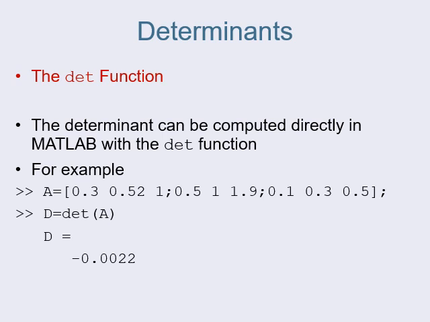In MATLAB, we can use the built-in function det to find the determinant. So you define your matrix A, and you use the det function, determinant of A, and you get the answer for the determinant. So that is how you use the built-in function det to find the determinant in MATLAB.